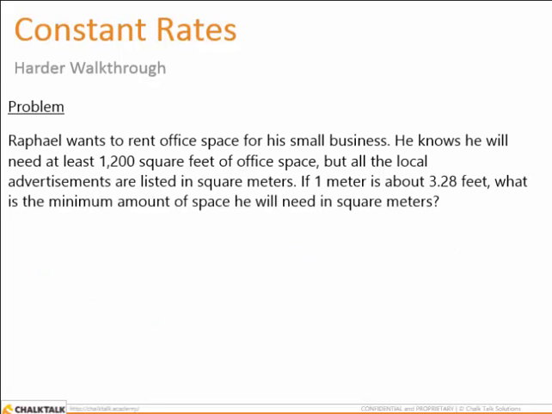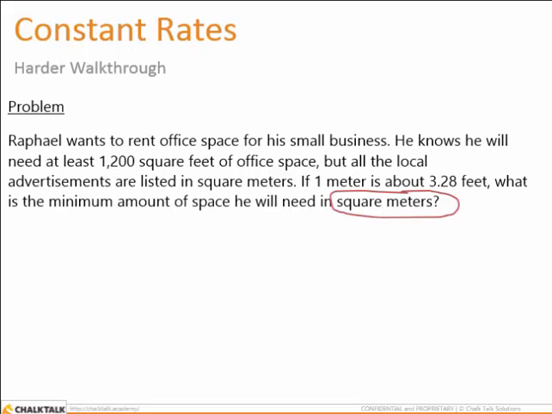In this example, we notice right away our answer is going to be in square meters, so we need to cancel out the other units so we are left with square meters. The rate we are given is 1 meter per 3.28 feet, and the minimum amount of space is 1,200 square feet. So we need to convert square feet to square meters, so we see what the minimum amount of space needed is in square meters.